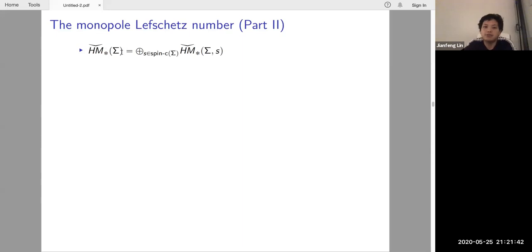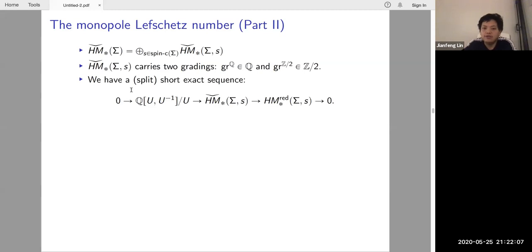Recall that it's actually defined as the direct sum of the corresponding invariant for each spin C structure on sigma. And we also note that each of these groups carries two gradings. One of them is the rational grading, the other one is the Z/2 grading. Okay, and we also have a short exact sequence which goes from this specific U module to the monopole Floer homology, and then to the quotient, which has a name: it's called the reduced monopole Floer homology.